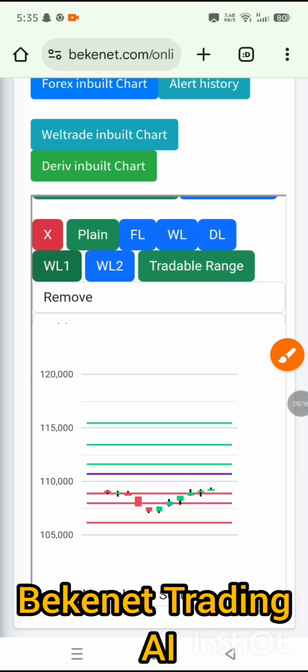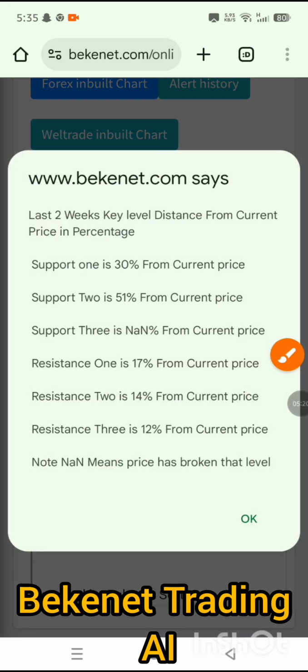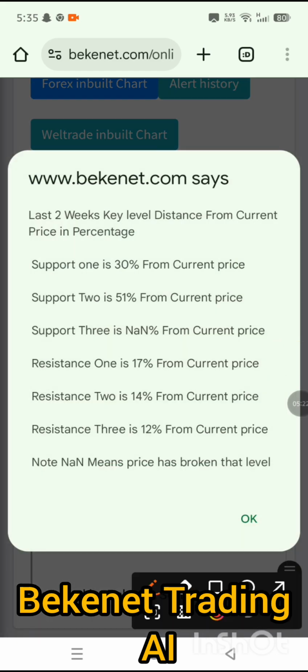Simple as ABCD. Then the last key level, look at it. I'll click this. Okay, as you can see, price is just getting started. As you can see, we have what? Resistance what? We have resistance 3. We have resistance 2. We have resistance 1. We have support 3. We have support 2. We have support 1. This thing is very simple.